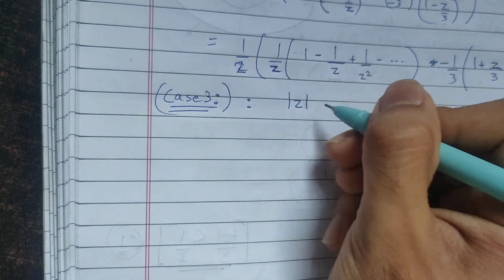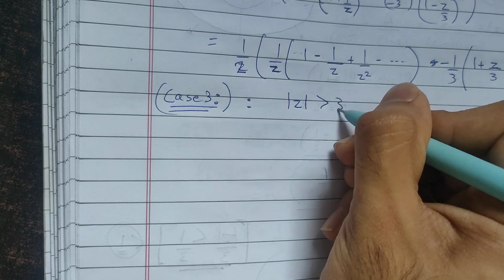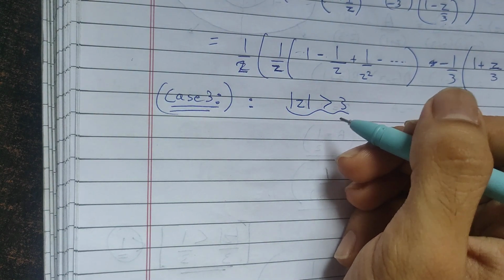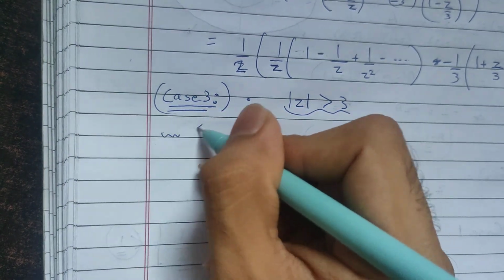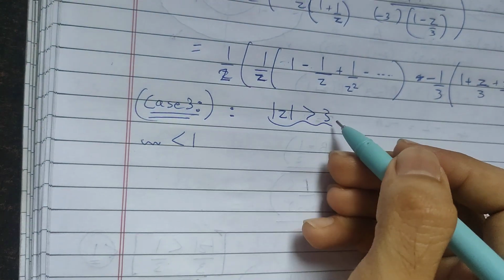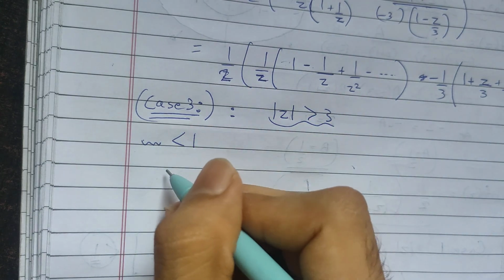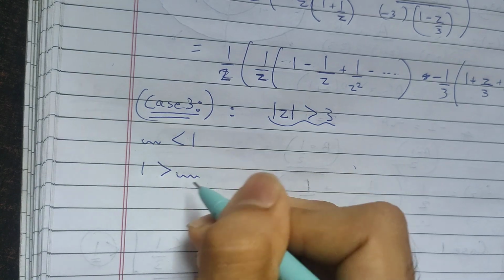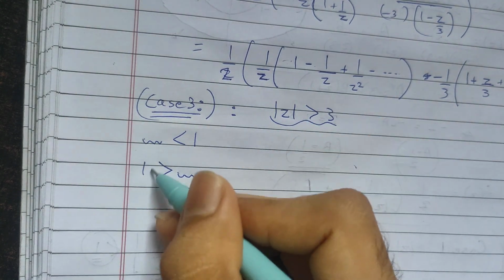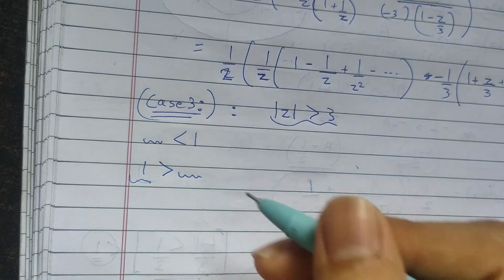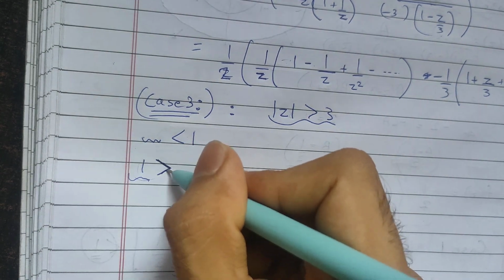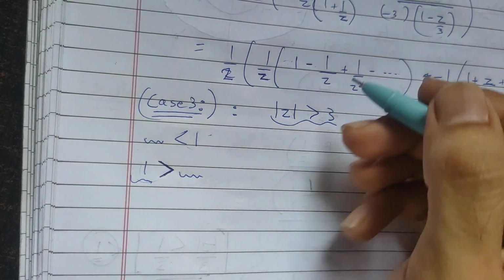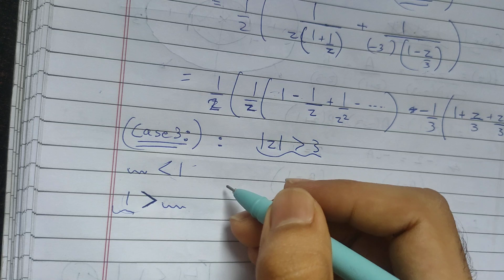So in this case, our mod of z is greater than 3. For this case, we need to write it in the form of something less than 1. Or, since it's the other way around, we could write it as 1 greater than something. Basically, there should be 1 on one end, and the sign should be opening towards it.